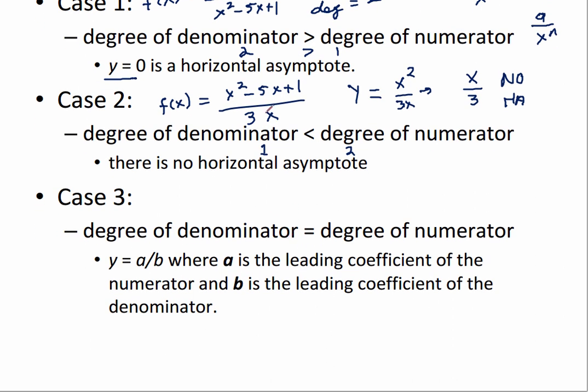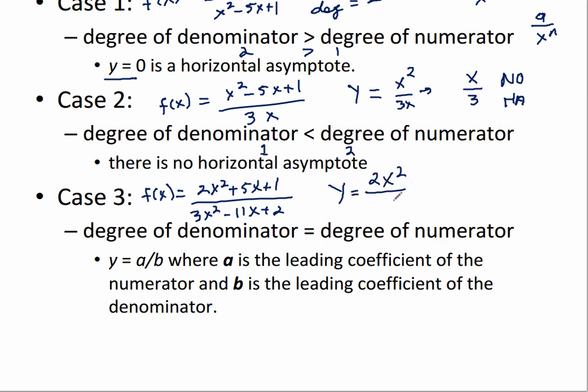All right, one last case here. What if the degrees are equal to each other? That was the one we had on the previous page. What if I gave you f of x equal to 2x squared plus 5x plus 1 divided by 3x squared minus 11x plus 2? In this case, the ratio of the leading terms is going to be 2x squared over 3x squared. If I simplify that, I get back y is equal to 2/3, don't I? That gives you the equation of the horizontal asymptote. In other words, it's the ratio of the numerical coefficients on the leading terms.